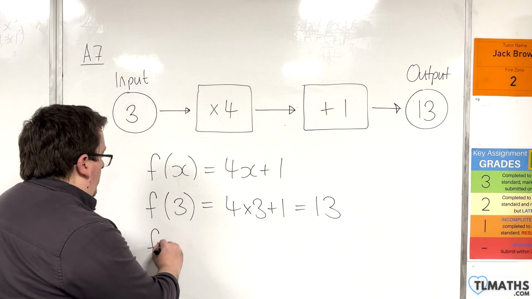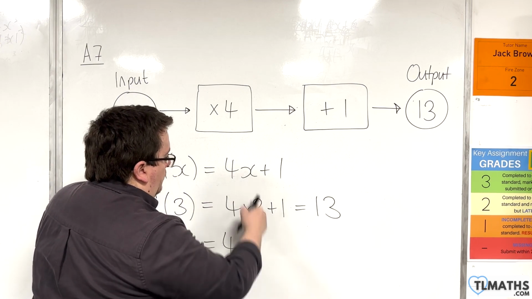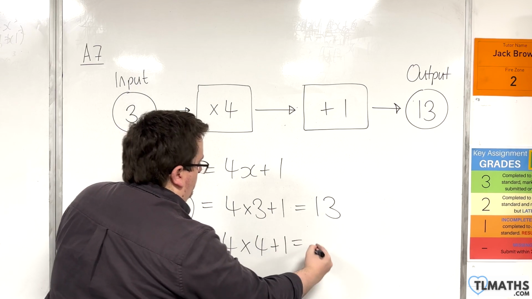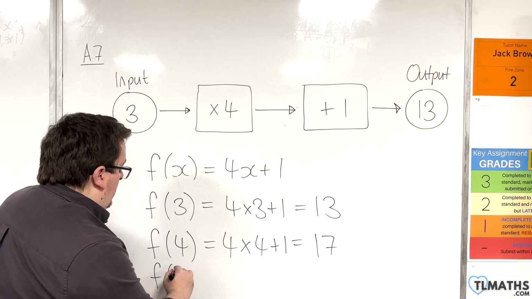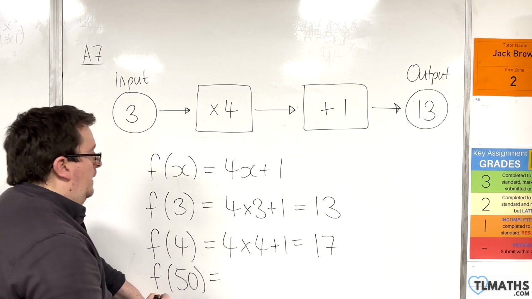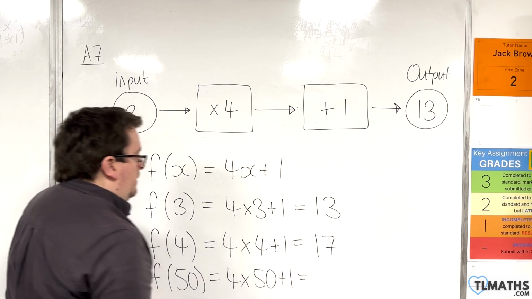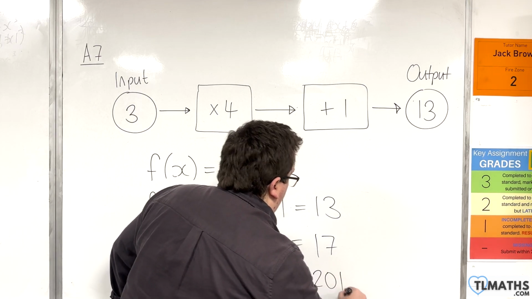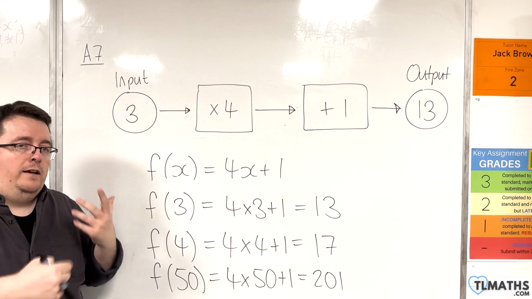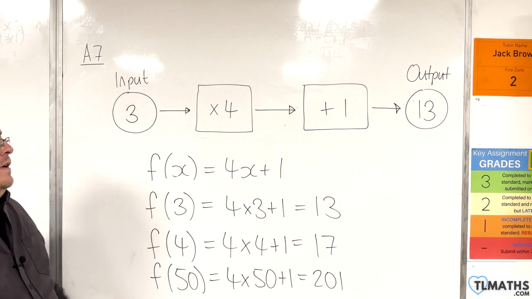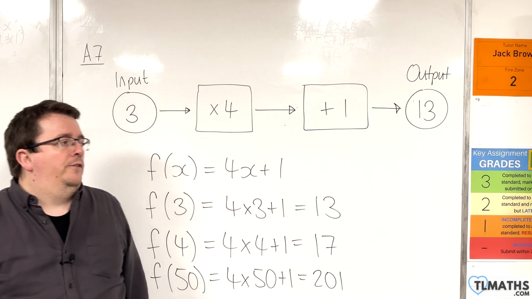And I could then go, well, what is f of 4? Well, that would be 4 lots of 4 plus 1. So that would be 17. Or I could look at f of 50. And I would have 4 lots of 50 plus 1. So that would be 201. So the function notation that I'm using here really speeds things up and allows me to write things down much more easily, rather than having to draw out function machines.